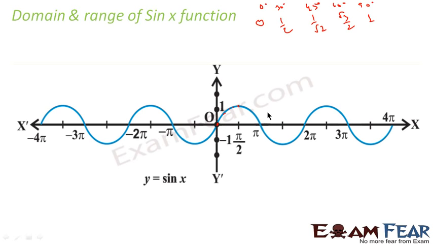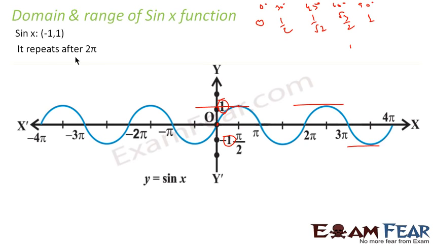In this function, the maximum value the sine attains is 1. To get the maximum value, we can draw a horizontal line like this. The place where it cuts is the maximum value. So the maximum value is 1, and the minimum value is minus 1. That's why the range of this function is minus 1 to 1.